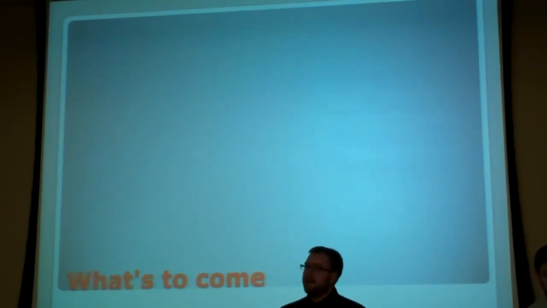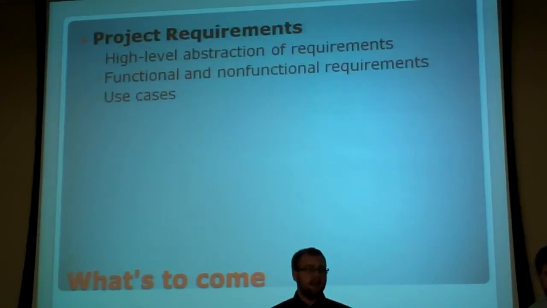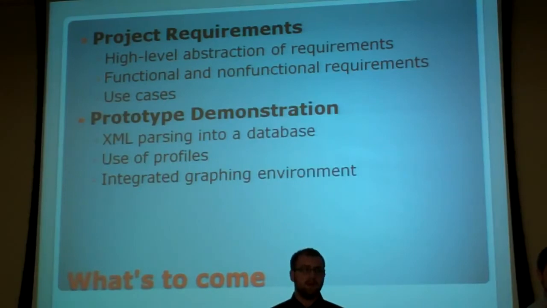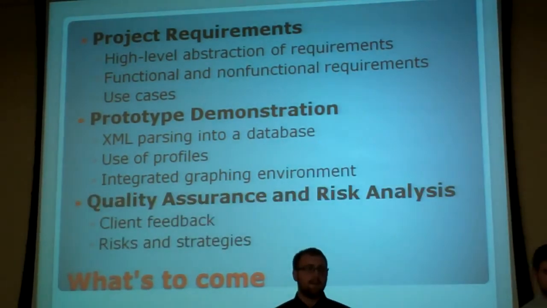Okay, and here's what's to come in our presentation. We're going to be looking at our project requirements, what we talked about with our client, and a high-level abstraction of these requirements, what you're going to see in later versions of our software, and functional and non-functional requirements. We're going to be prototyping certain parts of our software today, more specifically the XML parsing, the use of profiles, and the graphing environment. Then we're going to go over our QA and risk analysis regarding client feedback and the risks and strategies that came with our software.